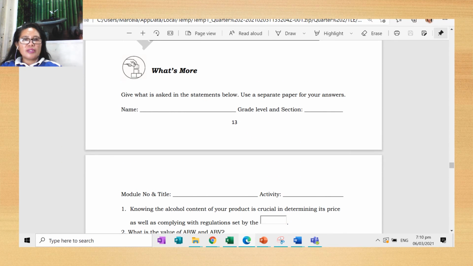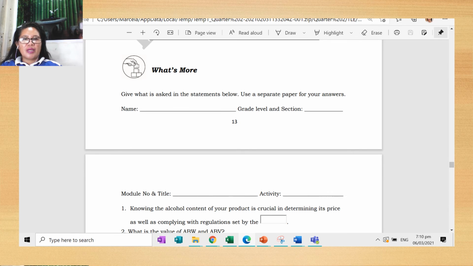Okay. So what's more? Give what is asked in the statements below. Use a separate paper for your answers. Don't forget to write your name, your grade level and section, module number and title, and the activity. Okay, it's very clear. Knowing the alcohol content of your product is crucial in determining its price, as well as complying with regulations. That's your answer.